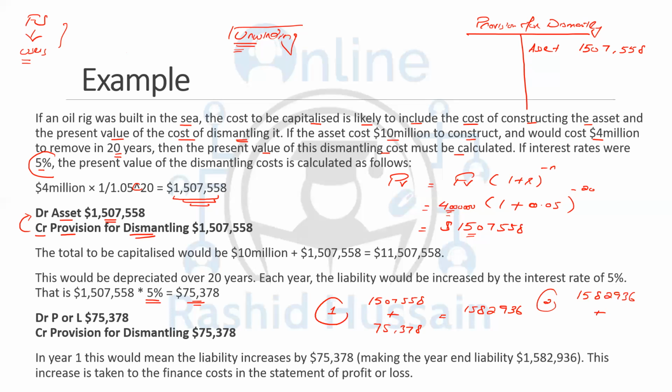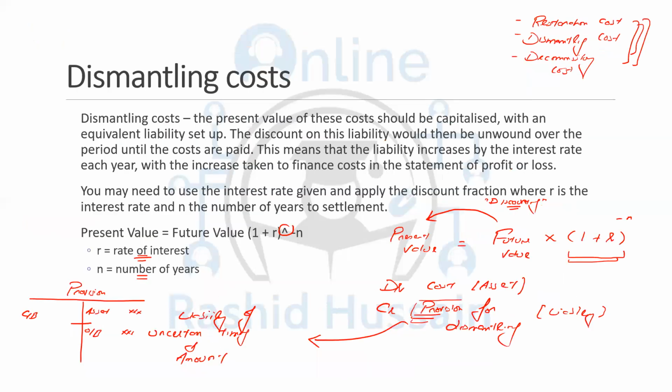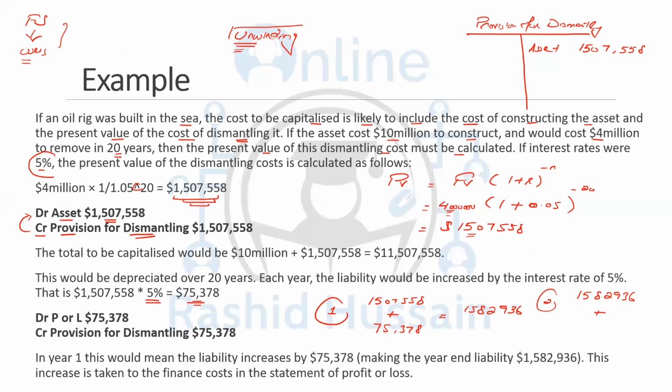So the first process was to bring the future value to the present value. This process is known as discounting. And then you are systematically taking the value to its original value. Every year the liability is being increased by the same 5% which you used for calculating the present value. That same 5% is being added. And eventually after 20 years, this figure will reach 4 million. This process is known as the unwinding.